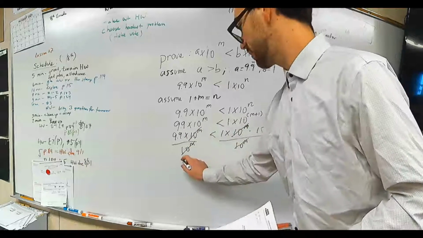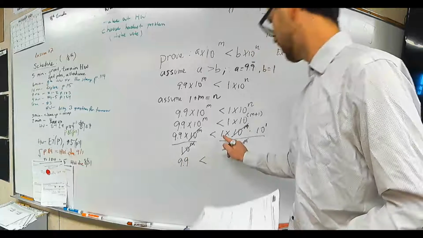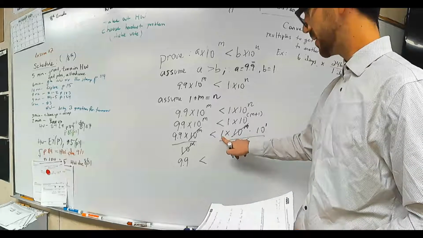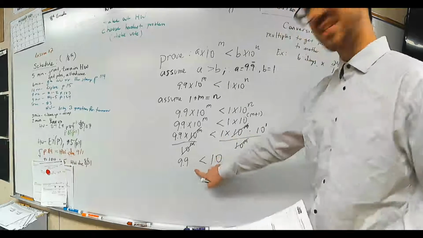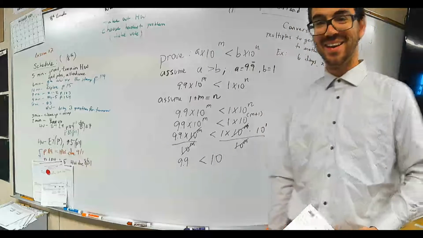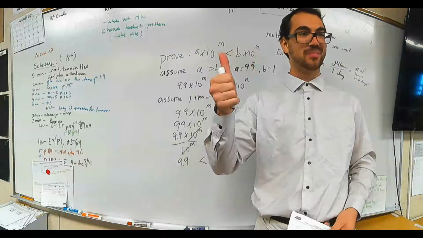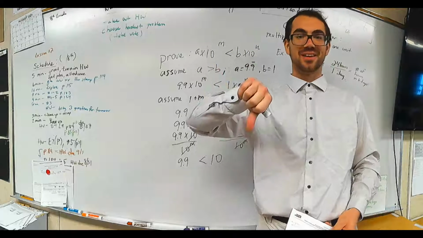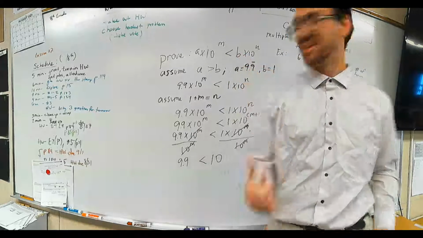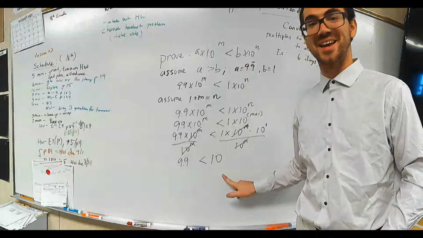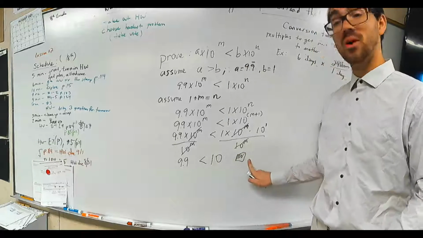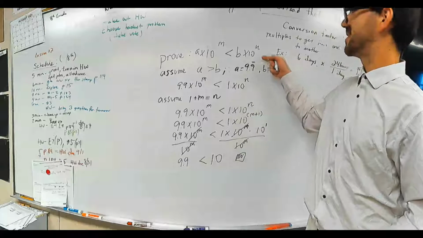And we're left with 9.9 is less than 1 times 10 to the power of 1. 10 to the power of 1 is just 10. 10 times 1 is 10. Is this case true? Is 9.9 always less than 10? Give me a thumbs up if it's true. Give me a thumbs down if it's not. Yeah, it's always true, right? 9.9 is always less than 10. So, you guys know my little done marker.